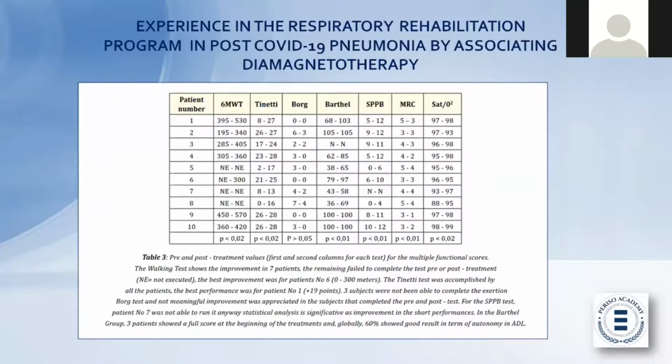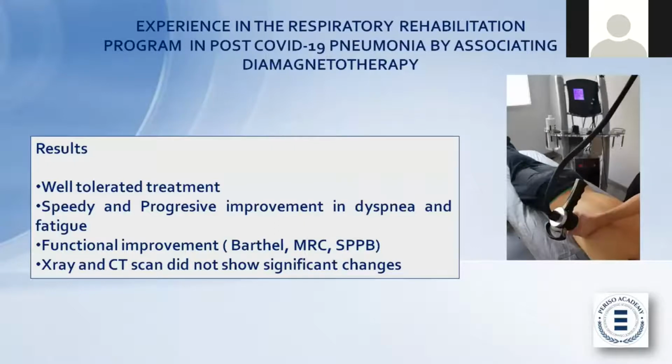In the conclusion, as we can see, a lot of scales and functional tests were assessed before and after treatment, and all the parameters improved, as we can see in the 6-minute walking test, in the Tinetti scale, in the Borg scale, in the Barthel index, in the short test, and MRC and the saturation. The saturation improved in all these patients. So what can we conclude? That the treatment with CTU Mega 20 is well tolerated, and these patients improved speedily and progressively in dyspnea and all the fatigue that they associate, and of course in the functional tests.